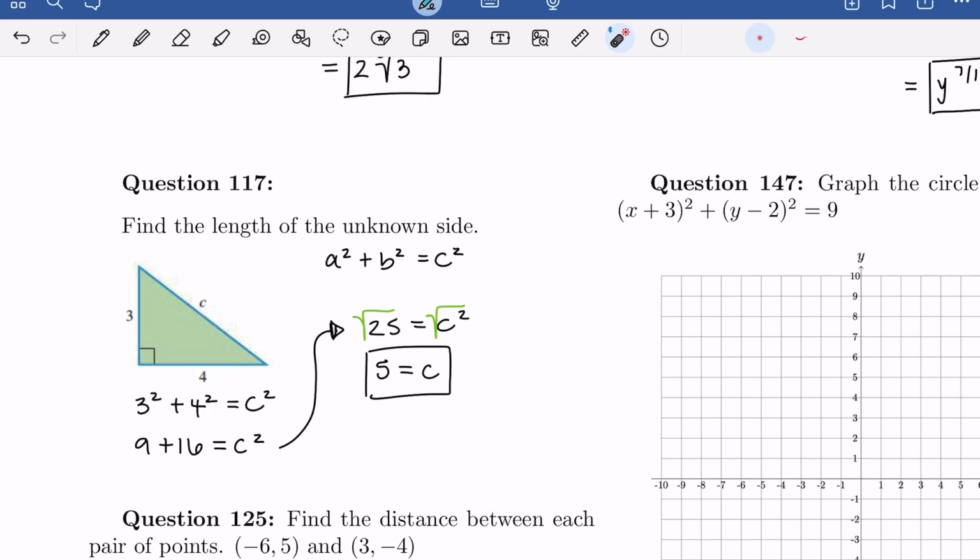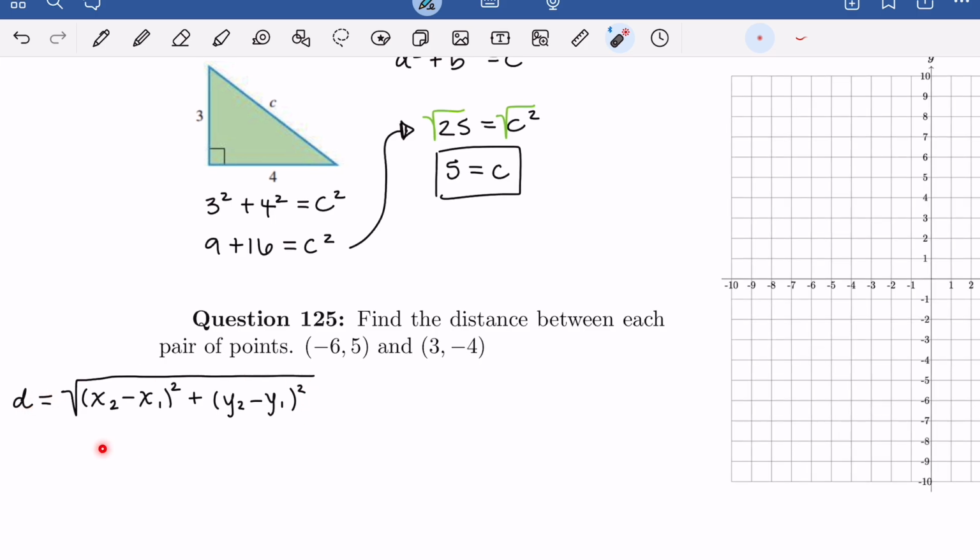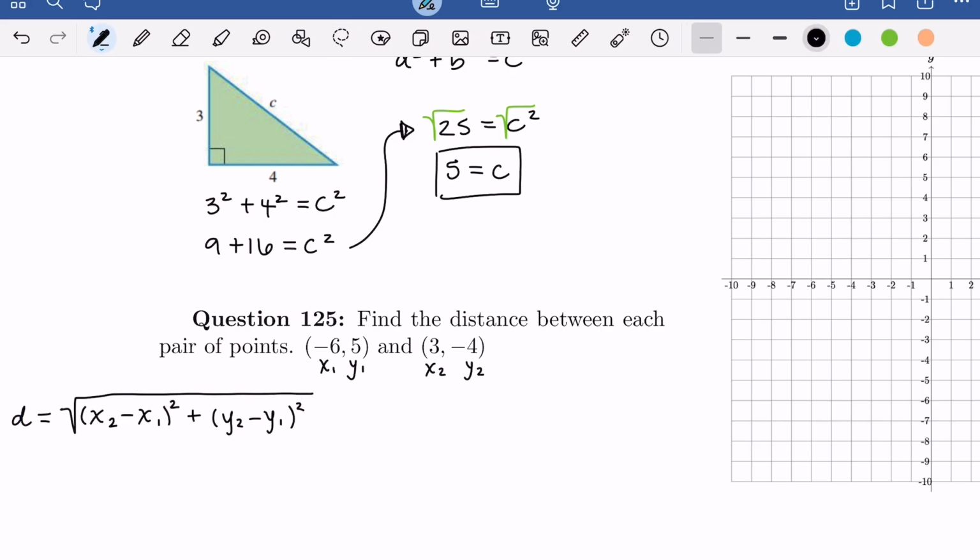All right, let's look at this next example where we're going to be finding the distance between a pair of points. I've written down our distance formula here. We want to find the distance between these two points, and we're going to take the square root of this under our radical. All we have to do in this case is identify: this would be x1 and y1, and this would be x2 and y2. Then we're just going to plug these values into our distance formula.